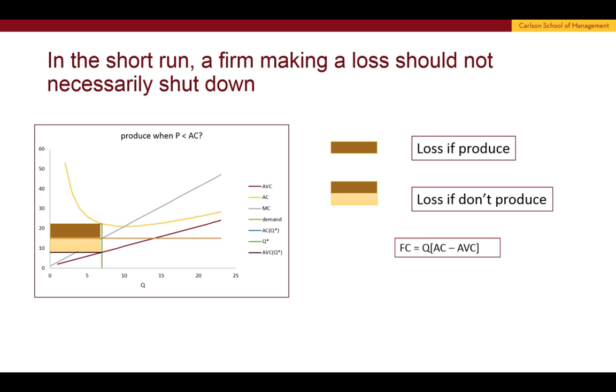Now, what that means is, in the long run, this firm would like to shut down and stop incurring its fixed costs. But in the short run, it's already incurred those fixed costs, so the best it can do is to make back as much of those costs as it can.